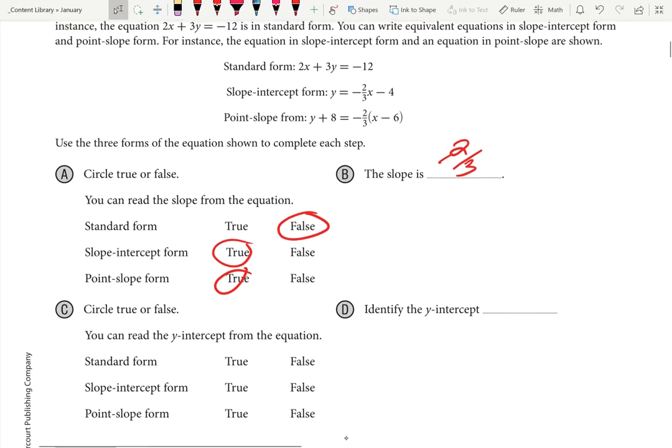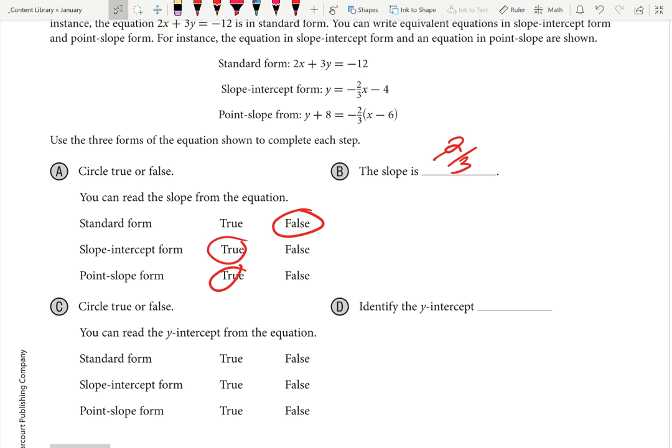You can read the y-intercept from the equation. Well, standard form does not tell us the y-intercept. 2, 3, negative 12, neither of those numbers are the y-intercept, so standard form does not do that. Slope-intercept form, of course, does. It's in the name, slope-intercept. The y-intercept is negative 4. It's that minus 4 there in it.